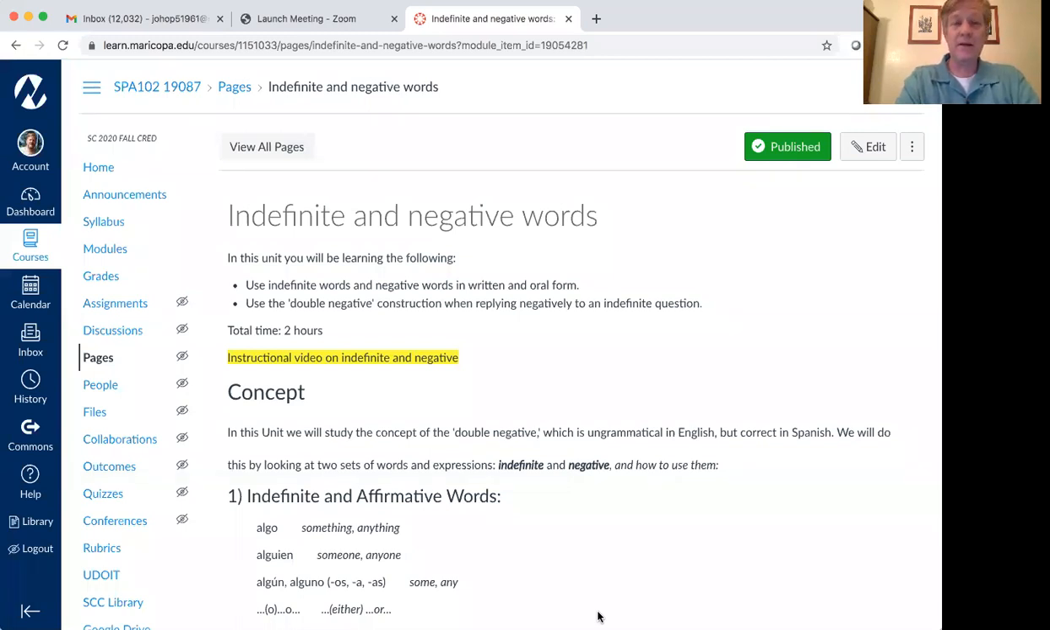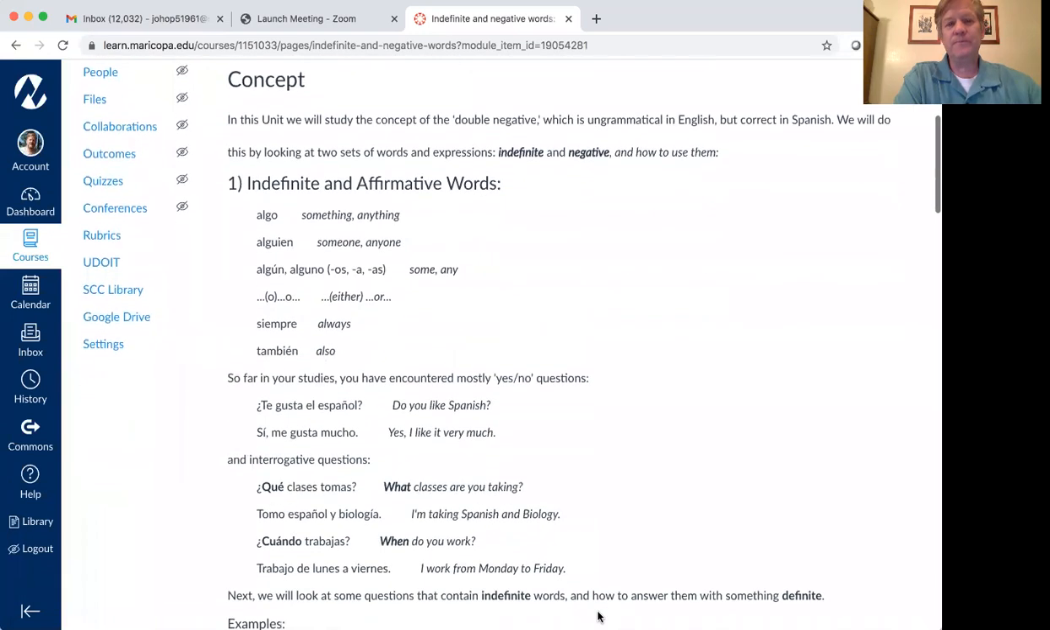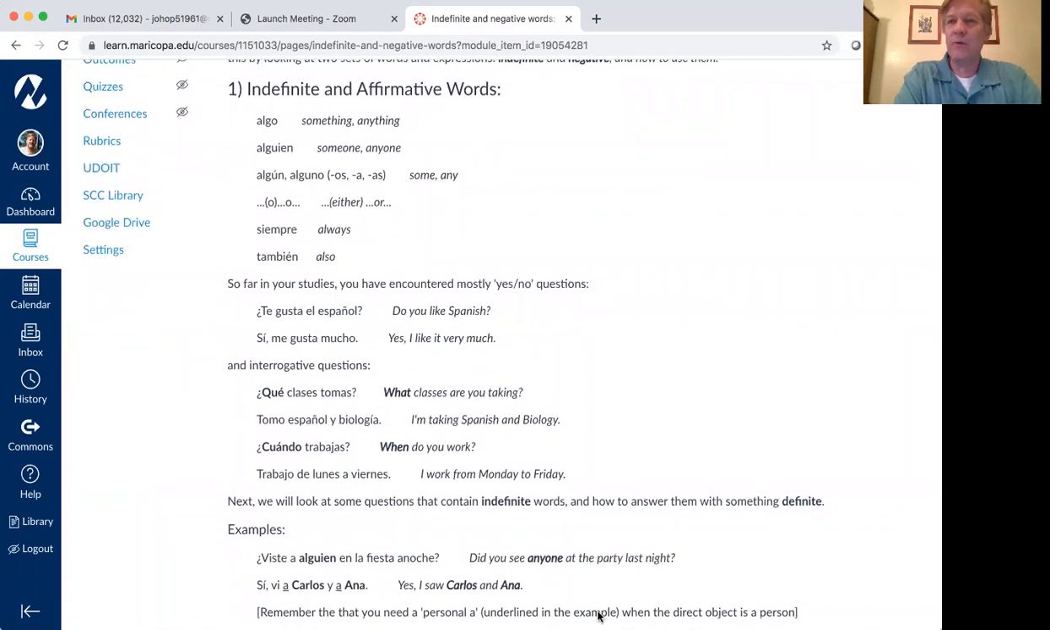Hola clase. In this section, we will be looking at indefinite and negative words and sentences. So let's look at the concept. We have a category of words that are called indefinite.